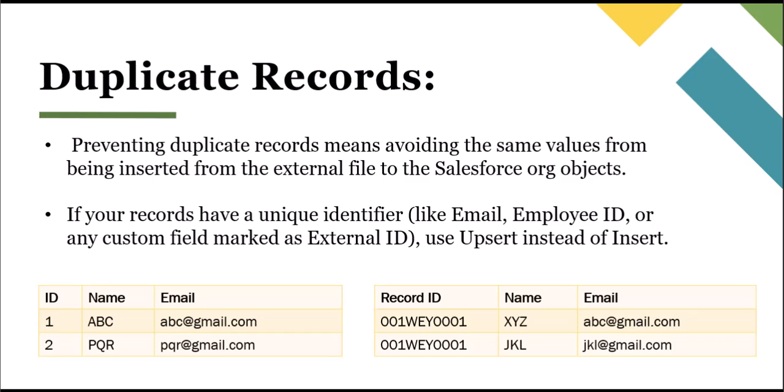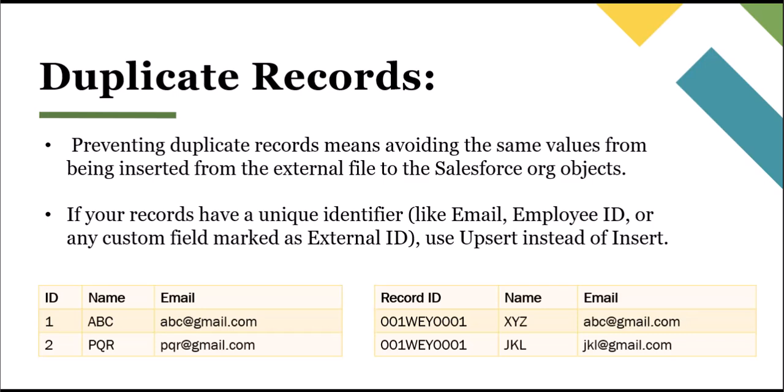Then in the second row, we have the name PQR and the email pqr@gmail.com. But in the Salesforce records, we don't have that record. That means while mapping the values, we don't find the pqr@gmail.com value in the Salesforce org. That means this record will get newly created.